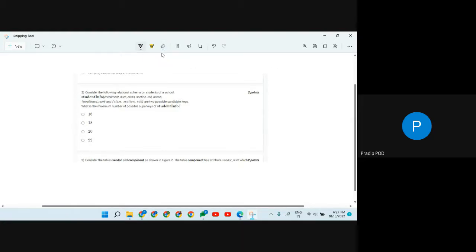Here you can see the question: consider the following relational schema of the student of a school. Student information has this set of attributes 1, 2, 3, 4, 5. The total number of attributes is 5. The enrollment number and the class, section and roll number are the two candidate keys. So you have one candidate key, that is the enrollment number.